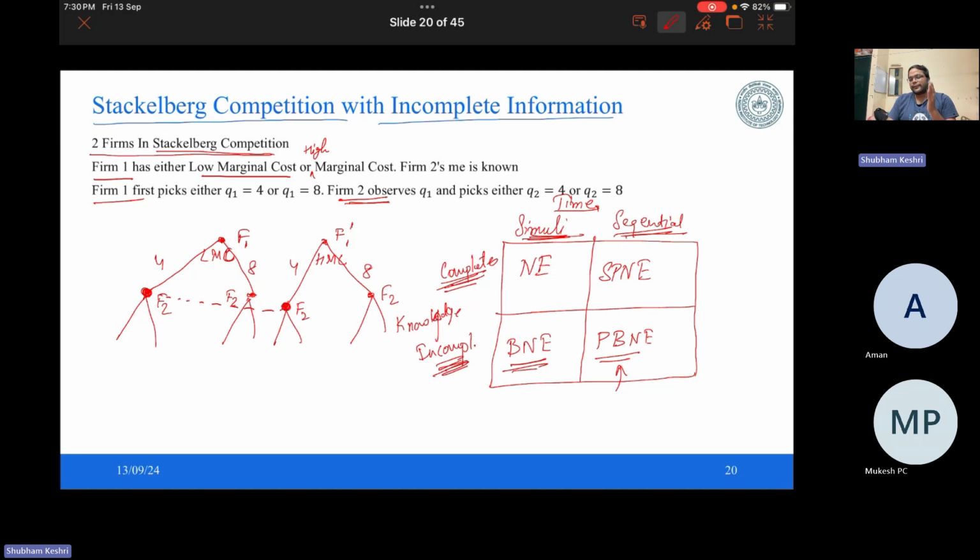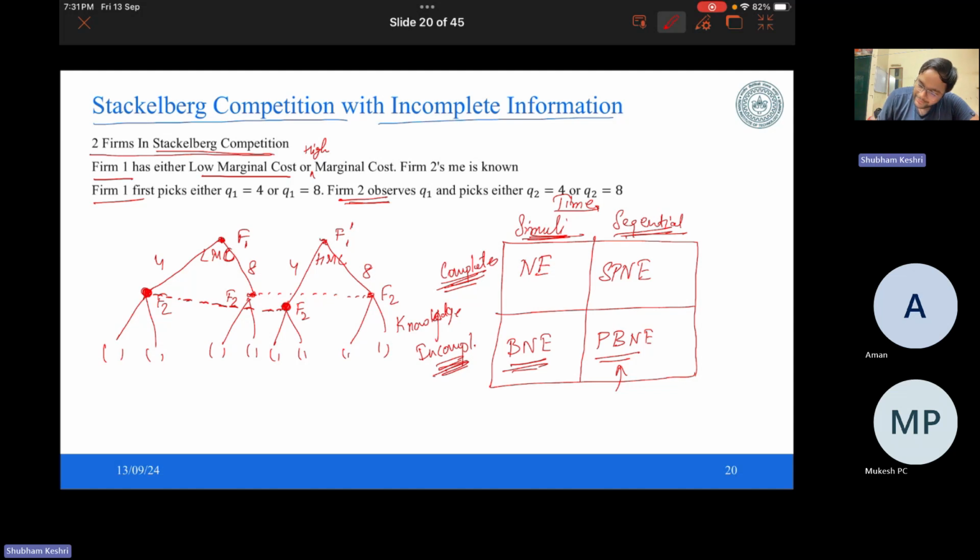So when firm 1 has played 4, so 4 is the production quantity, firm 1 is saying, I will produce 4 quantities. Firm 2 will just observe that firm 1 has played 4, but he will not know whether firm 1 of type 1 has played 4 or firm 1 of type 2 has played 4. Therefore, firm 2 will not know if he is in this node or in this node. Similarly, firm 2 will not know if he is in this node or in this node, right? So this over here becomes incomplete information and you can have some utilities.